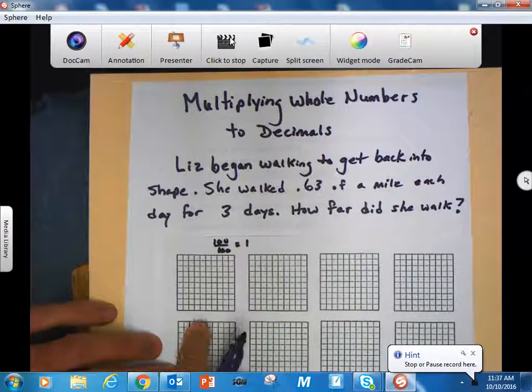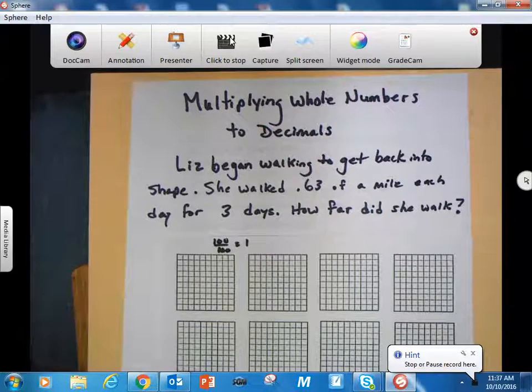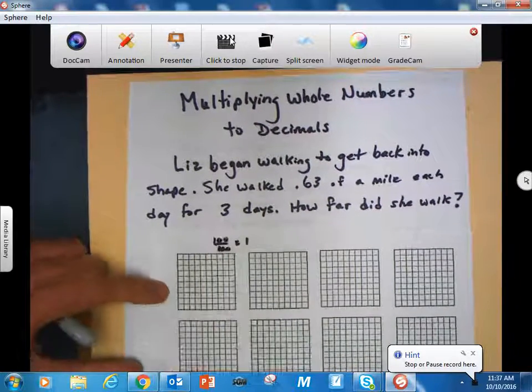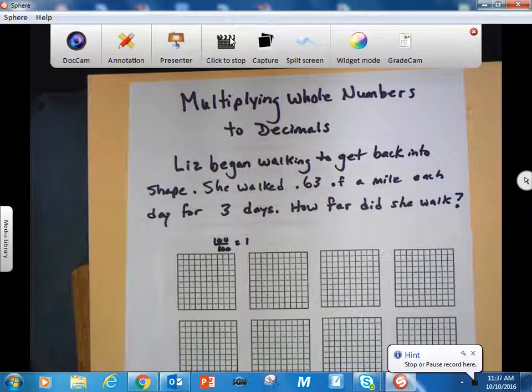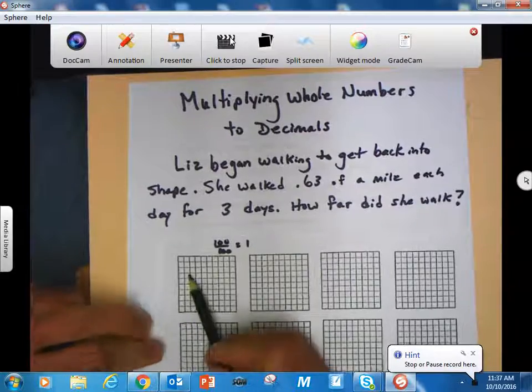And we know that we're going to have to shade in 63 hundredths 3 different times on this grid. And to do this, I'm going to use 3 different colors. So I've chosen several colors here, and I'm going to go ahead and locate 63 hundredths.